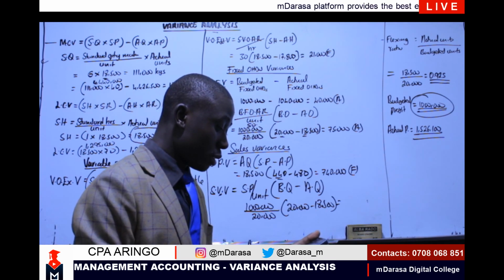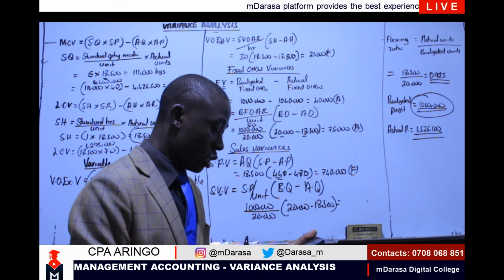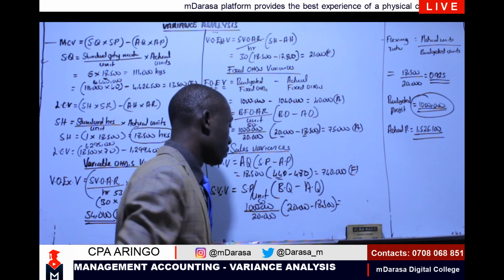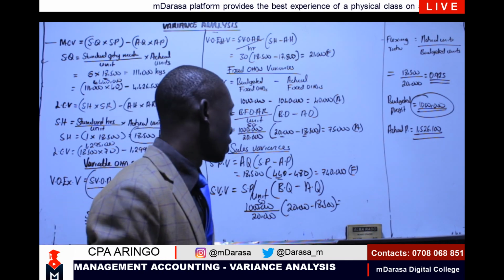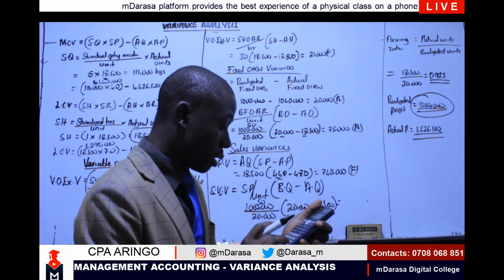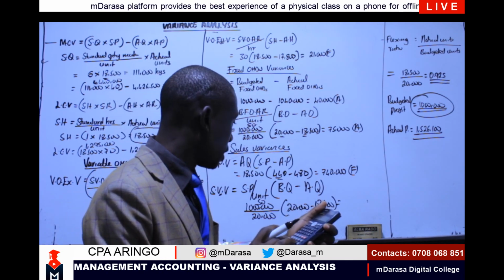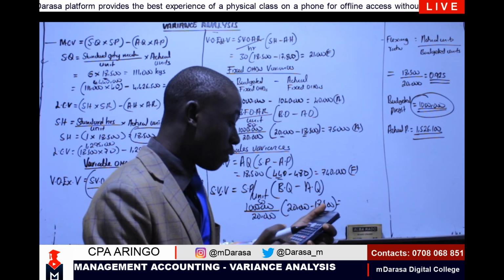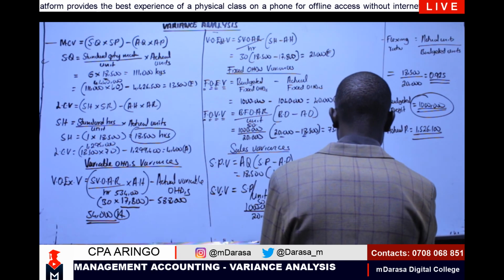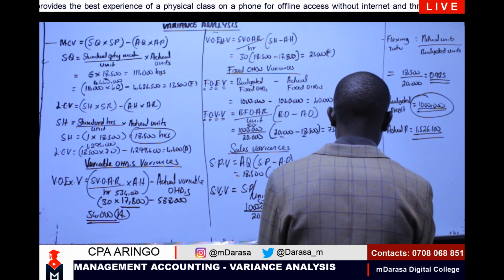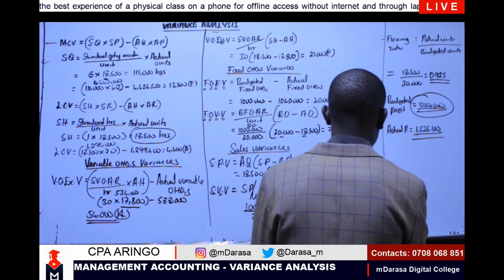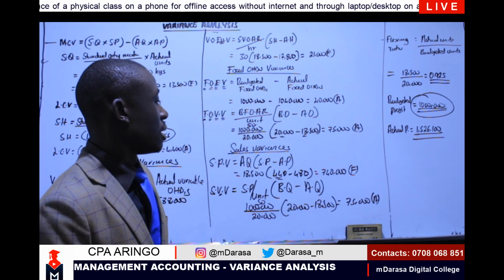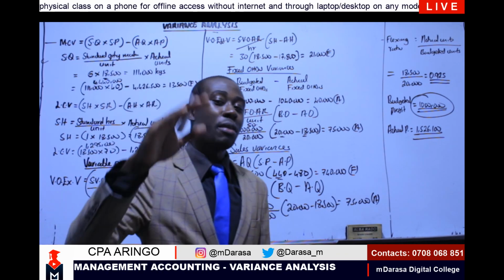1 million divided by 20,000. That should give us 50, right? Into what? Into 20,000 units minus 18,500 units to give us a figure of 75,000 adverse. So in this case, my good students, we determine all our variances.